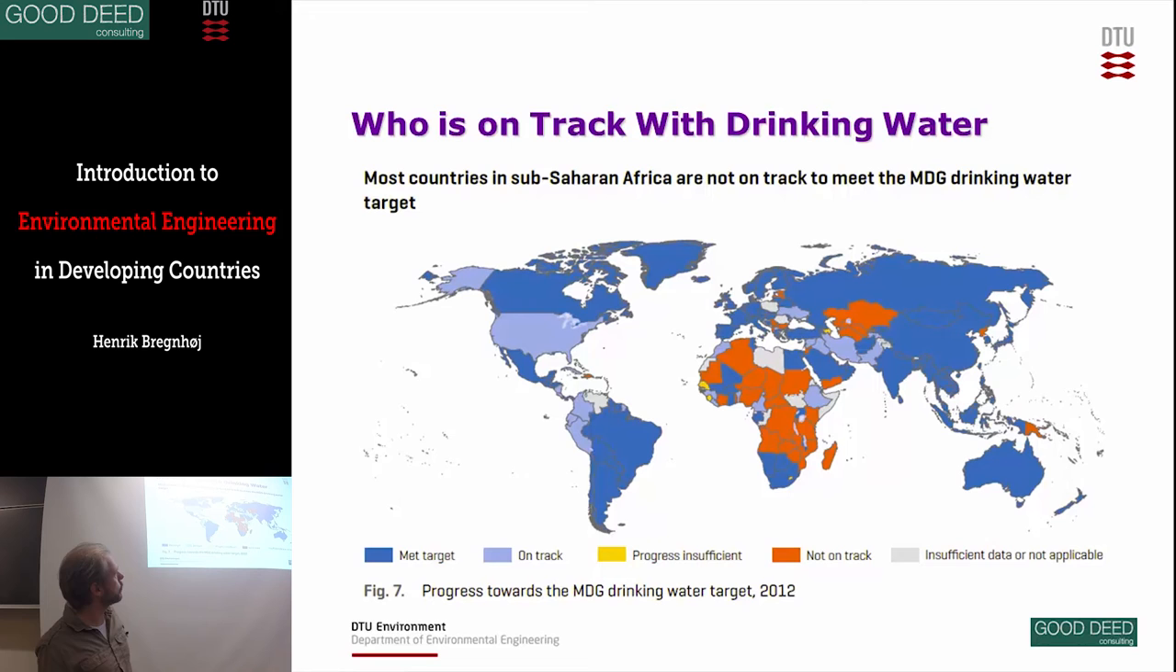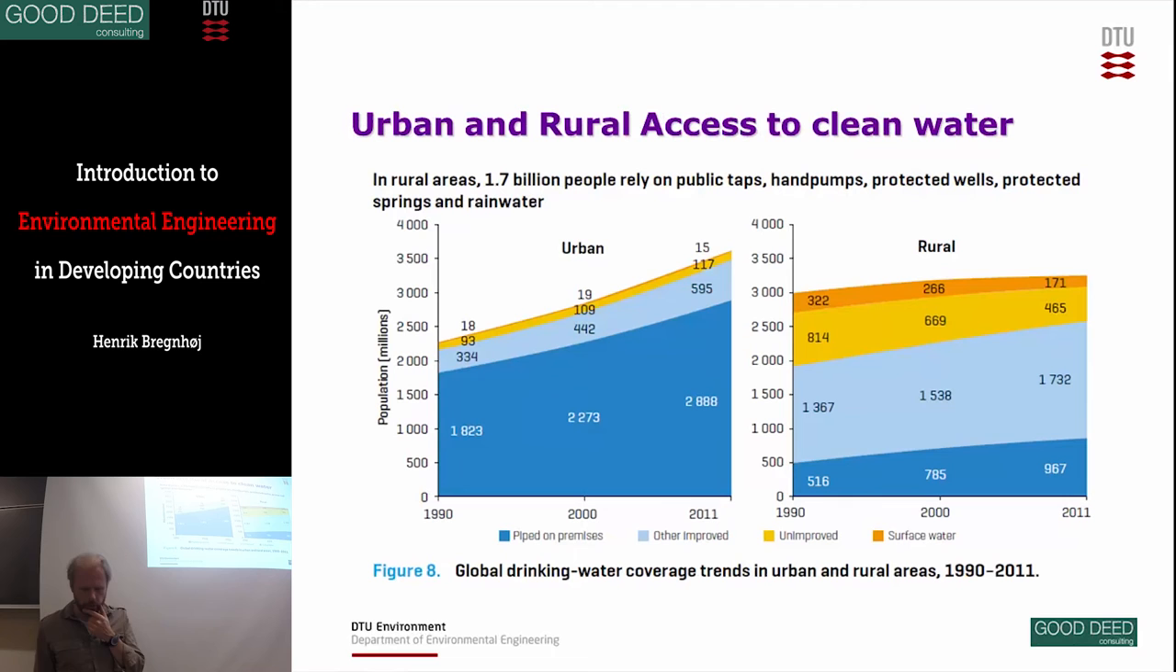There's a bit of difference between urban and rural access to clean water. You can see the slopes here that the urban population is growing a lot. Rural population is not growing very much. You can also see that the piped water is very much in the urban areas, much more than in the rural areas. So generally in rural areas, the conditions are quite poorer than in the urban areas.